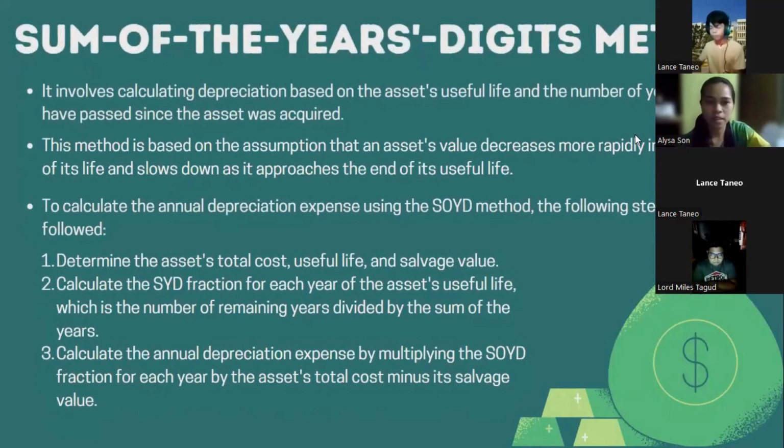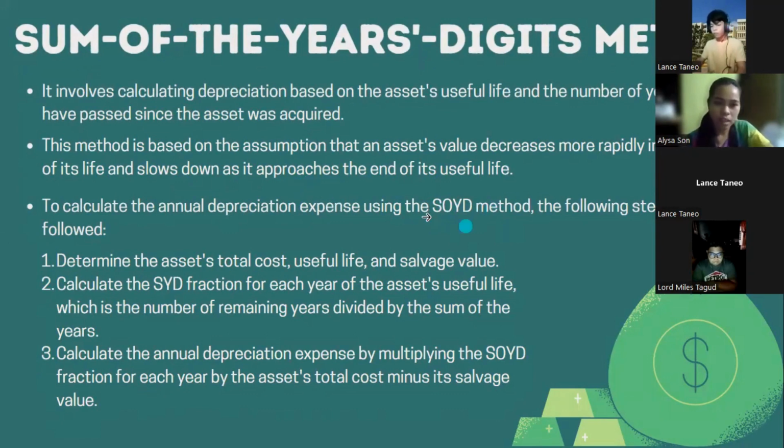And the last method that we will be discussing is the sum of the year's digits method. This method involves calculating depreciation based on the asset's useful life and the number of years that have passed since the asset was acquired. This method is based on the assumption that an asset's value decreases more rapidly in the beginning of its life and slows down as it approaches the end of its useful life.